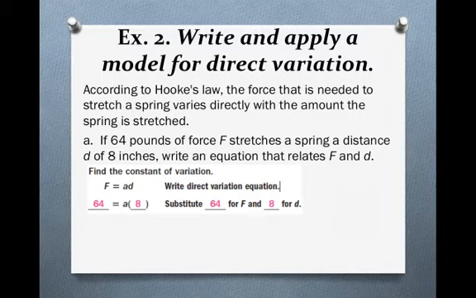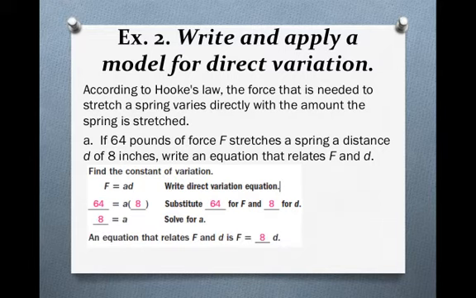So 64 equals a times 8 because we've got 64 pounds of force, so that's our F value. And we have a distance of 8 inches, which is our d value. We divide both sides by 8. 64 divided by 8 is 8. So that's going to be our constant of variation. So an equation that relates F and d is F equals 8 times d.